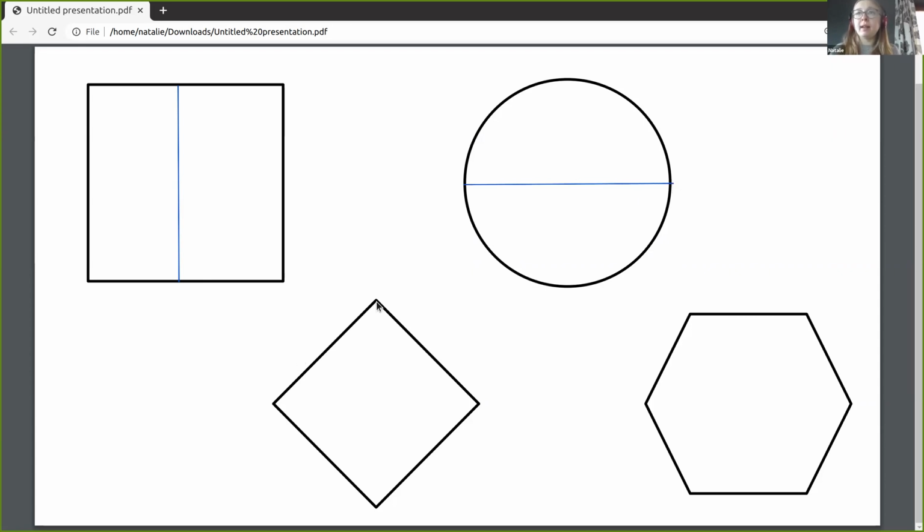Have a think, what would it look like on the diamond? Draw it out in the air for me. Yeah, we're going to split it like that. Excellent stuff. And finally, our hexagon. Now, there's loads of different ways we could divide the hexagon in half. We can go middle of side to middle of side or corner to corner. Hexagons are really cool things to divide up.